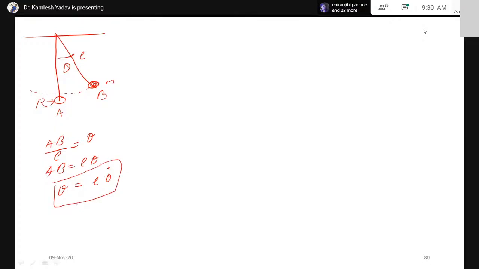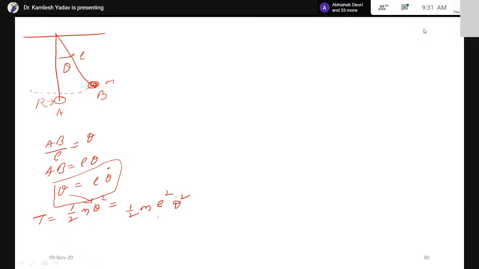We can simply write kinetic energy will be equal to half mv square. Substituting the value of v in this equation, this is half m L theta dot square. Therefore, the kinetic energy T is equal to half m L square theta dot square. Now this is the expression for kinetic energy.